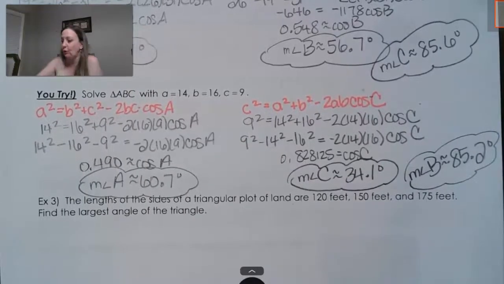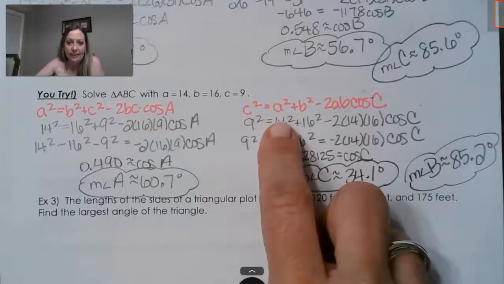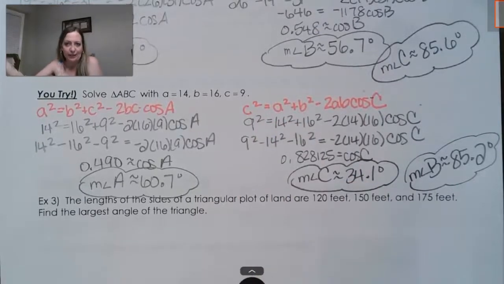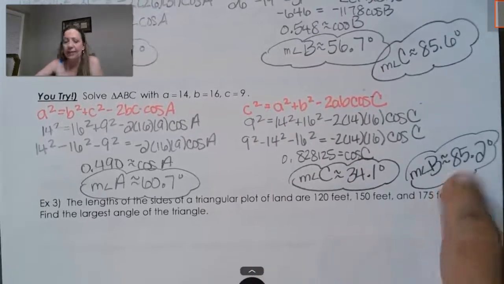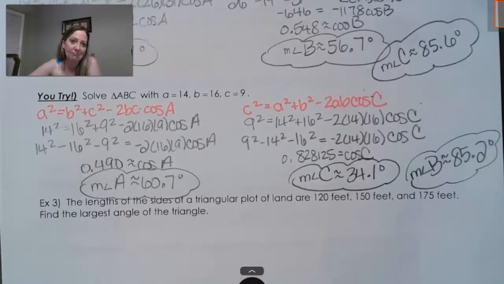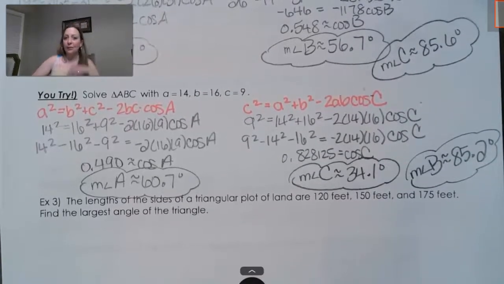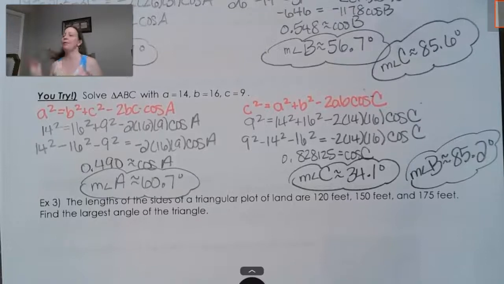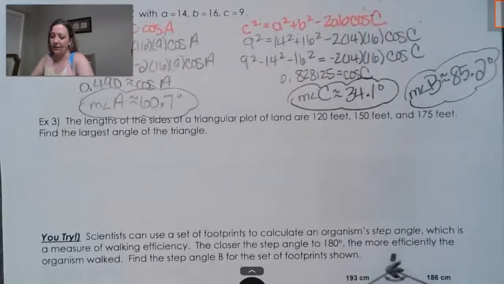And I believe even if you used B squared equals A squared plus C squared minus 2AC times cosine of B, you still get the 85.2 degrees for angle B, okay? All right, so that's how we use the law of cosines to help us solve right triangles. Well, sometimes we don't need to solve a whole triangle. Sometimes it just wants one different piece of it.